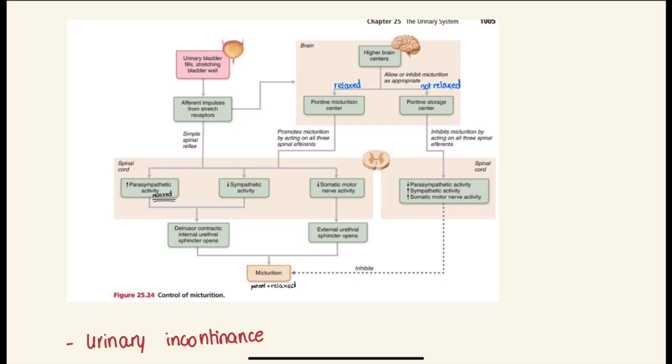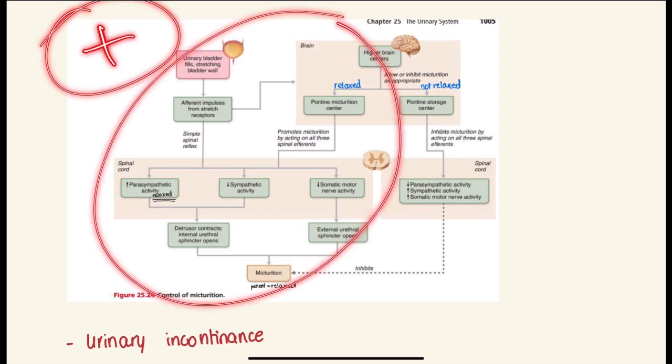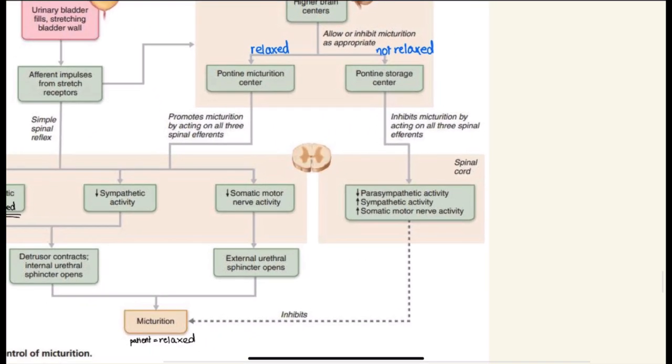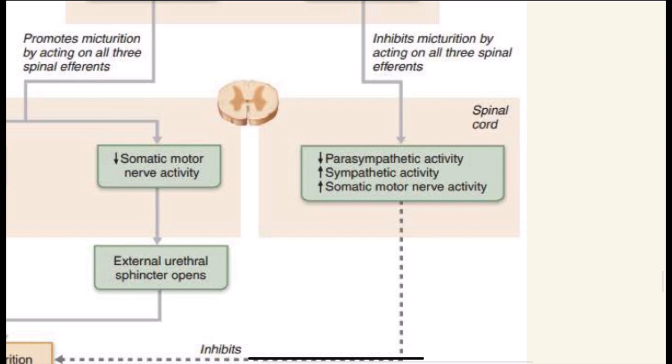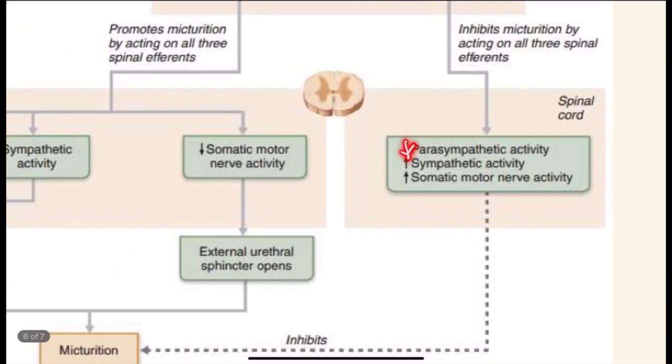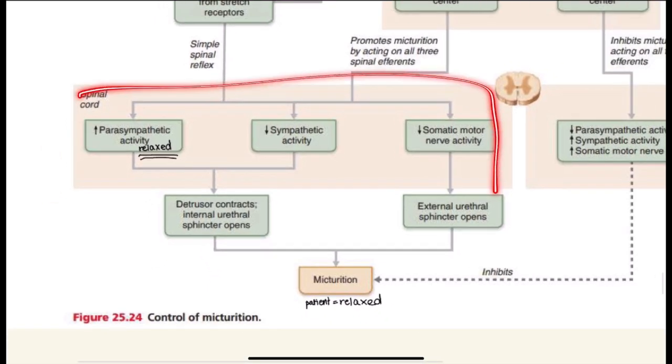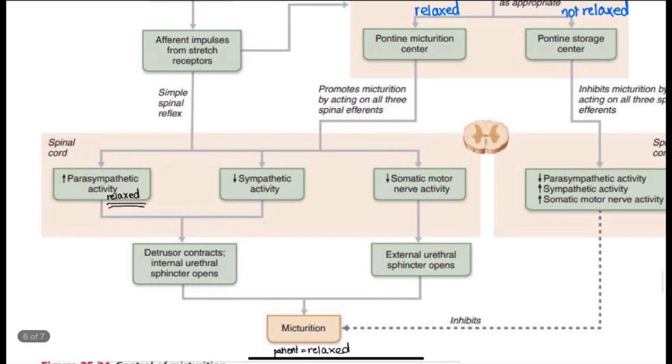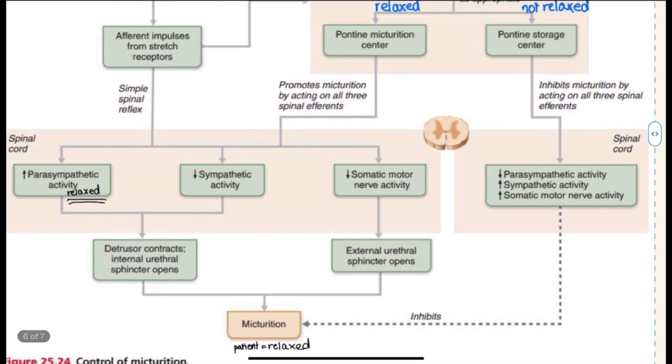Now, this is how we do the positive. What about the negative, when we don't want it to happen? What do we do? We are going to rely on the pontine storage center. What does it do? It is going to act on all three of the spinal efferents. So it would decrease the parasympathetic, increase the sympathetic, and increase the somatic motor nerve activity. So basically, it would do the opposite of what the pontine micturition center did.